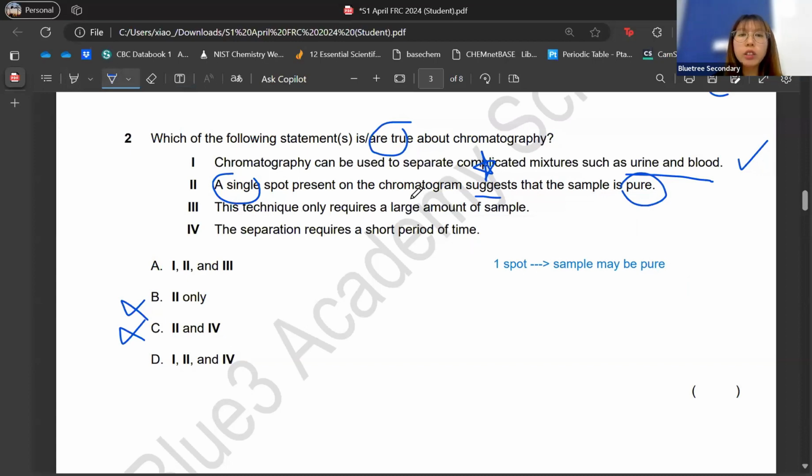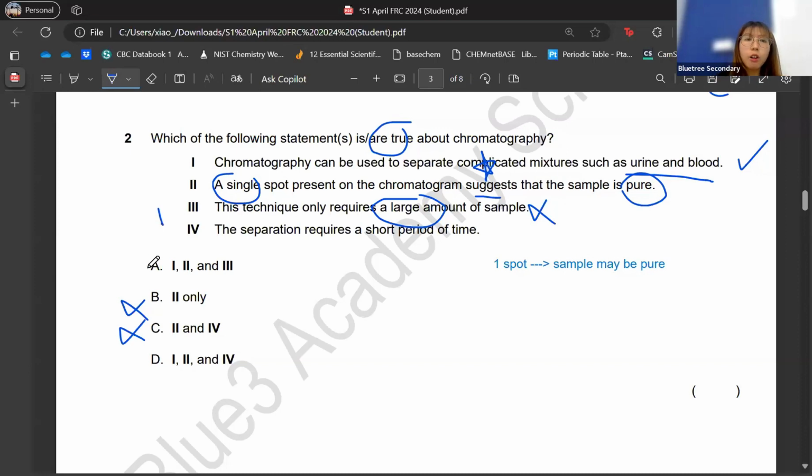So going to number 3, this technique requires a large amount of sample. This is certainly incorrect. One advantage of chromatography is that it only requires a few tiny drops of the sample. This is the beauty of chromatography, which means you are able to analyze blood. For example, in a crime scene, I believe a lot of you love the detective crime watch kind of crime scene K-drama, right? So in a crime scene, we may only be able to obtain small splatters or small drops of blood, and with that small amount, we are able to perform chromatography already. Okay, so number 3 is incorrect.